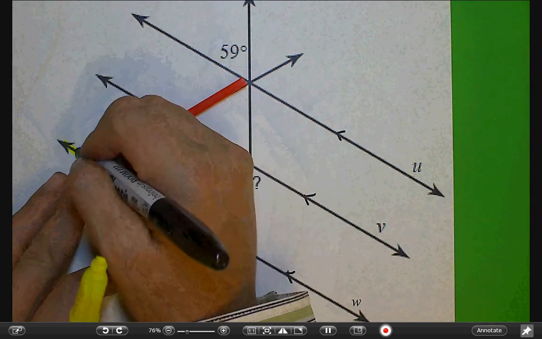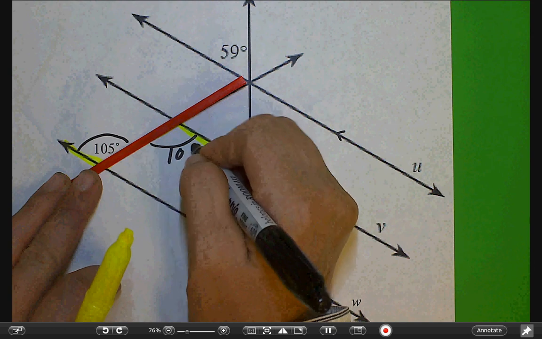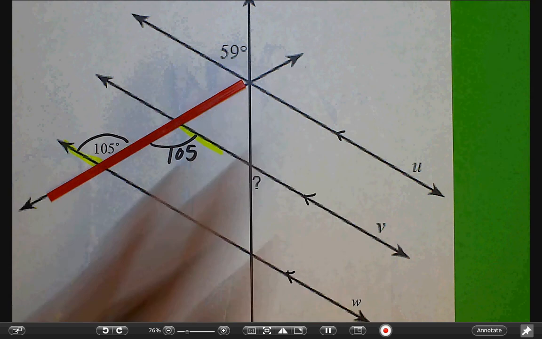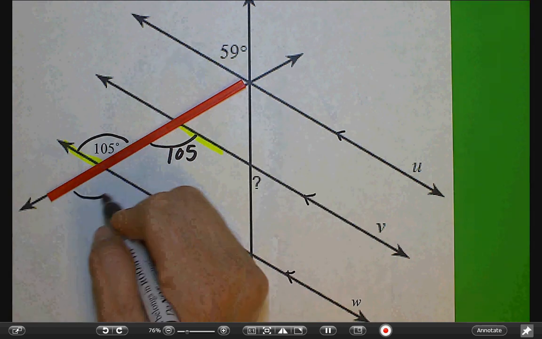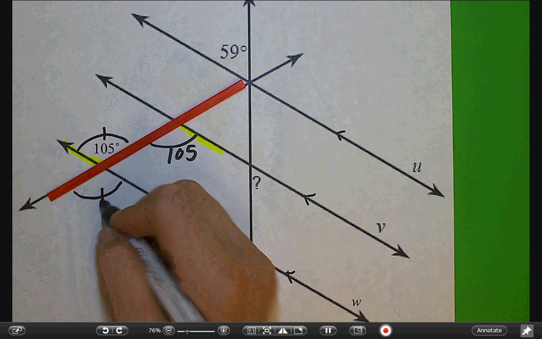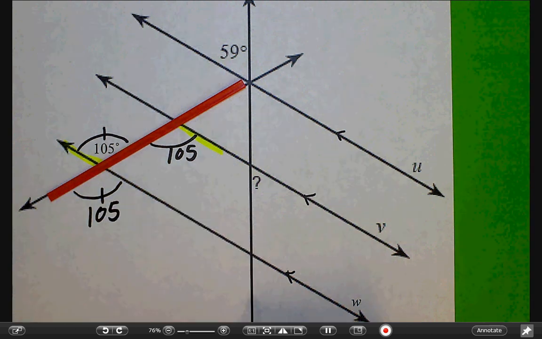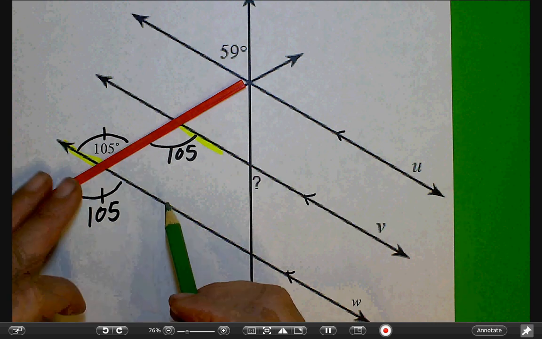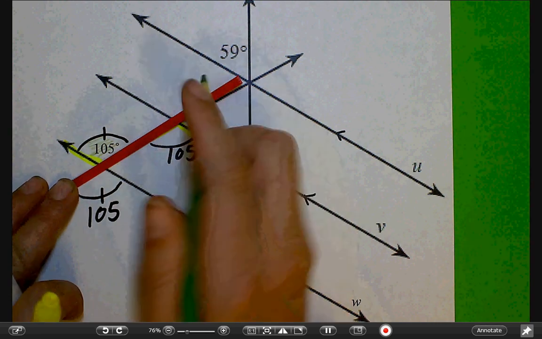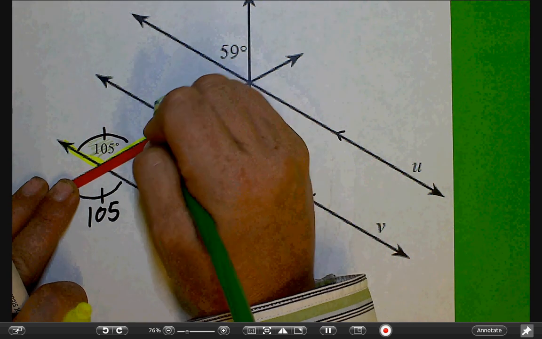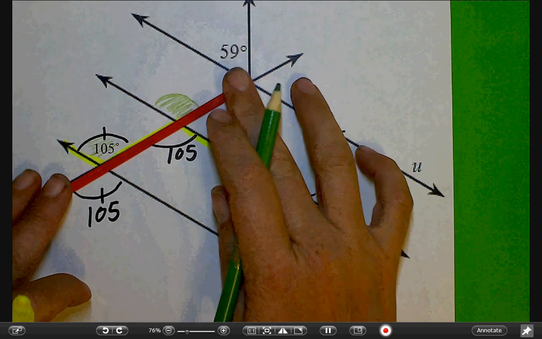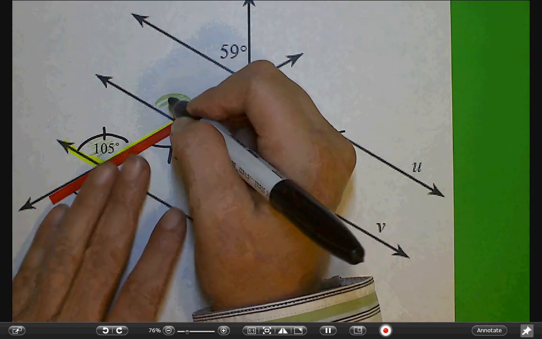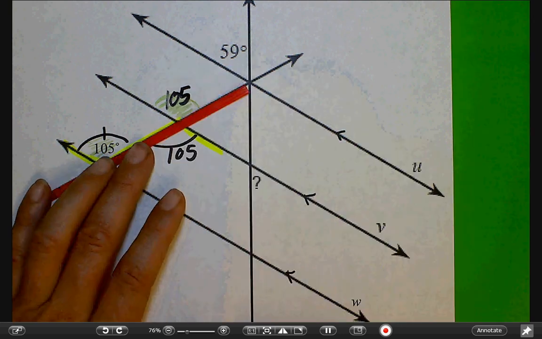So that means that's alternate interior angles. If this is 105, that means this is 105, because they're alternate interior angles. Vertical angles, that means these guys are right across from each other. That's going to be 105 as well. This 105 is the same as that right there, because it's corresponding, it's also vertical. This is going to be 105.